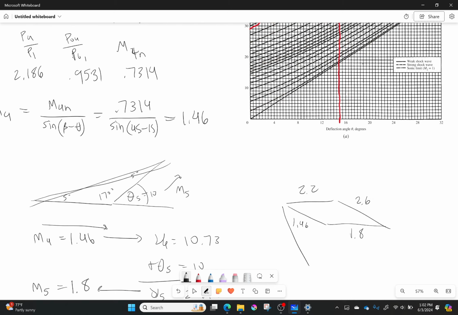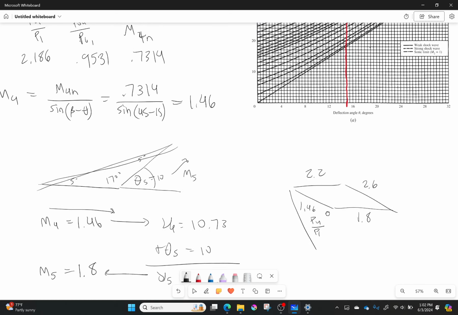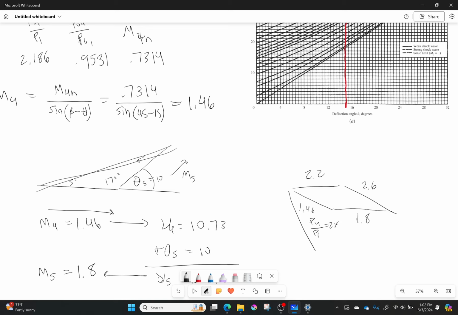And the last thing we're going to need to know here is that P4 over P1 is going to be equal to 2.186, and P04 over P01 is equal to 0.9531. There you go. Okay, so what we need to find now is P2 over P1, P3 over P1, and P5 over P1. I need to know all those values. If I can find all those values, I'm golden.